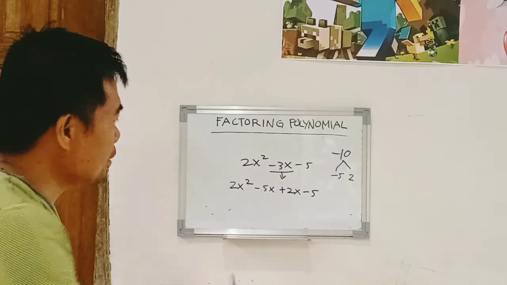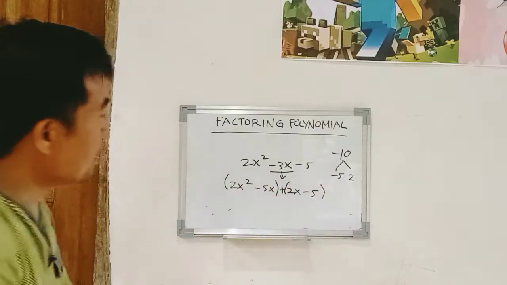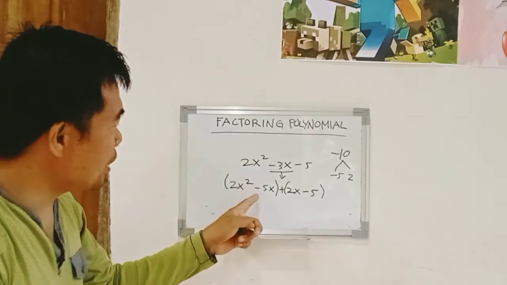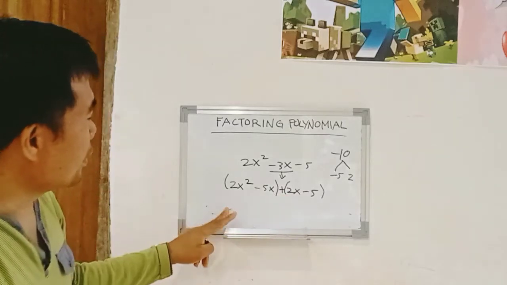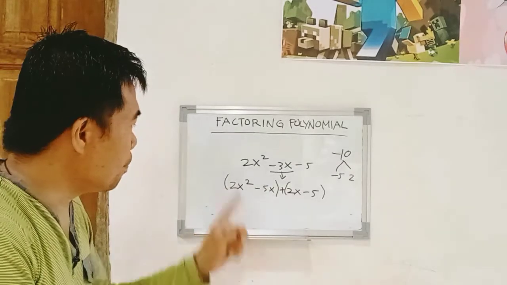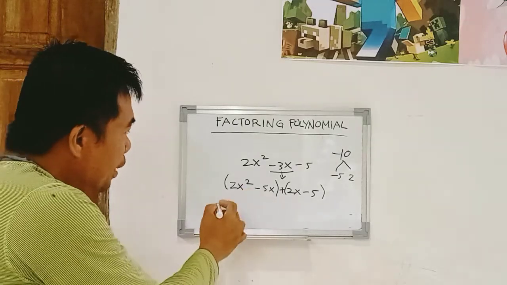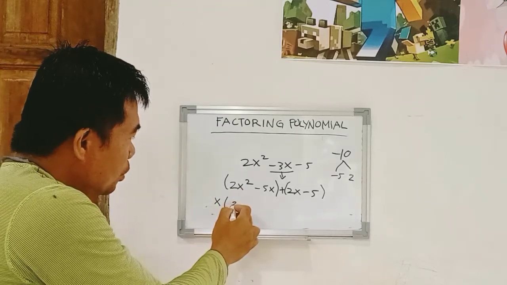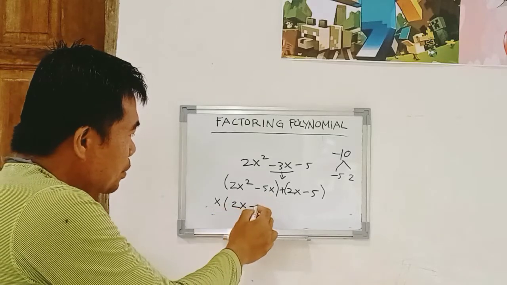So what we will do next is group these terms into 2. So there are two groups. The first group is 2x squared minus 5x, and the second group is 2x minus 5. So next step is finding the common factors for the first group. The common factor is x. 2x squared divided by x is 2x, and negative 5x divided by x is minus 5.